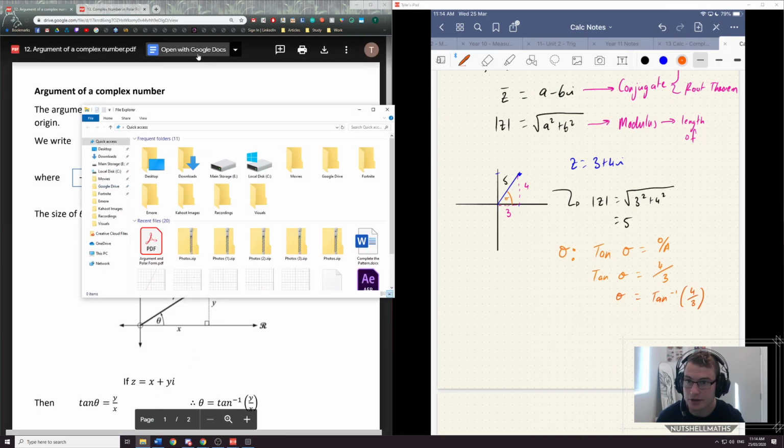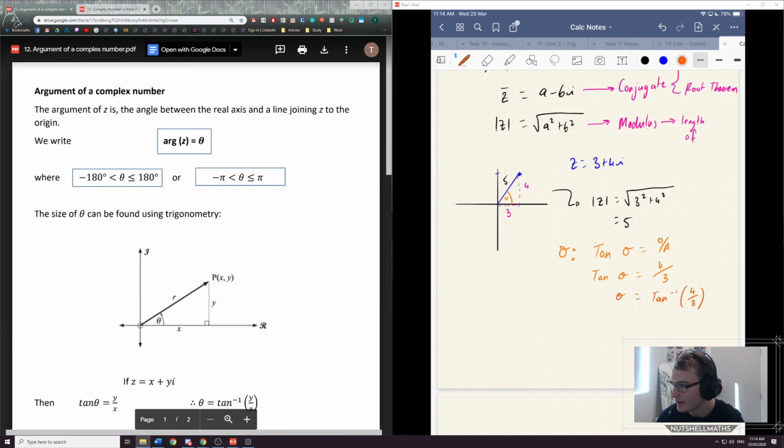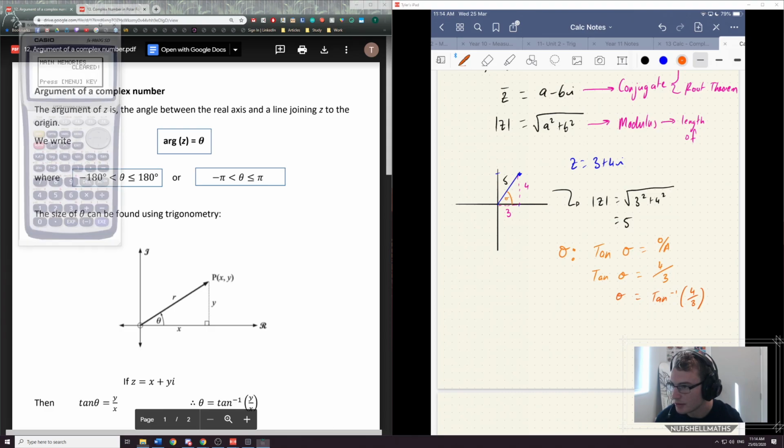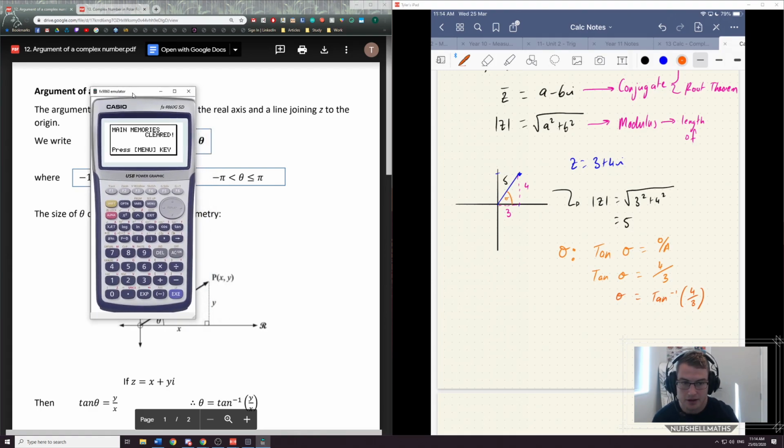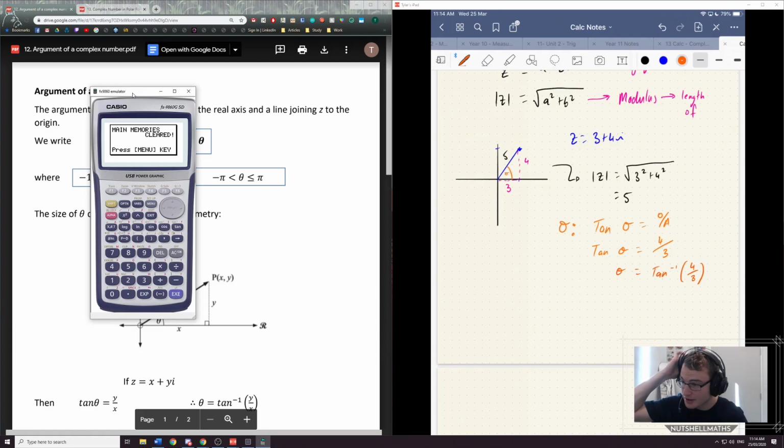Oh, I forgot to find my calculator. Here we go. Applications, FX, simulator, or emulator. Right, you see this? Let me just change this to degrees for now so that we're okay. So if we go the tan inverse, please do this on your calculator with me, of 4 over 3, we get 53.13.